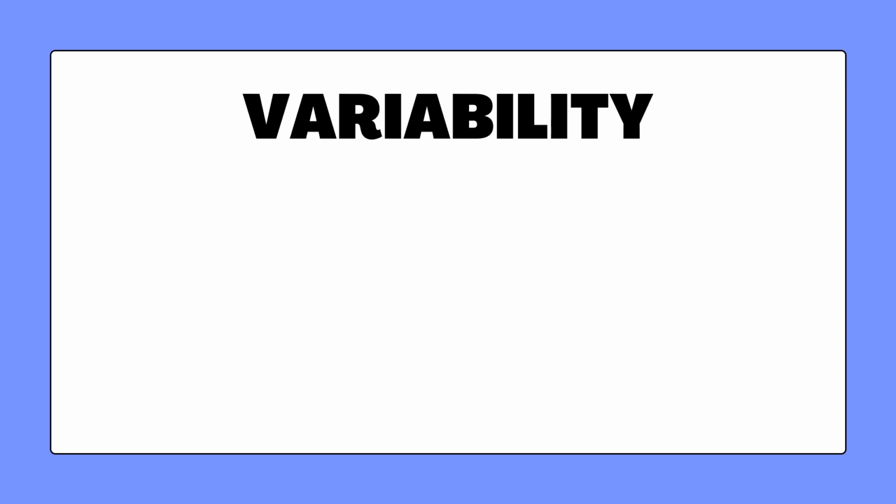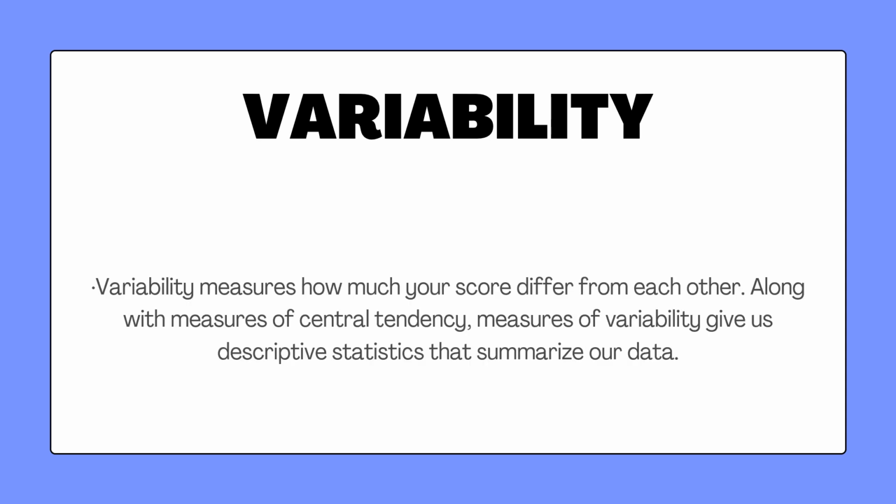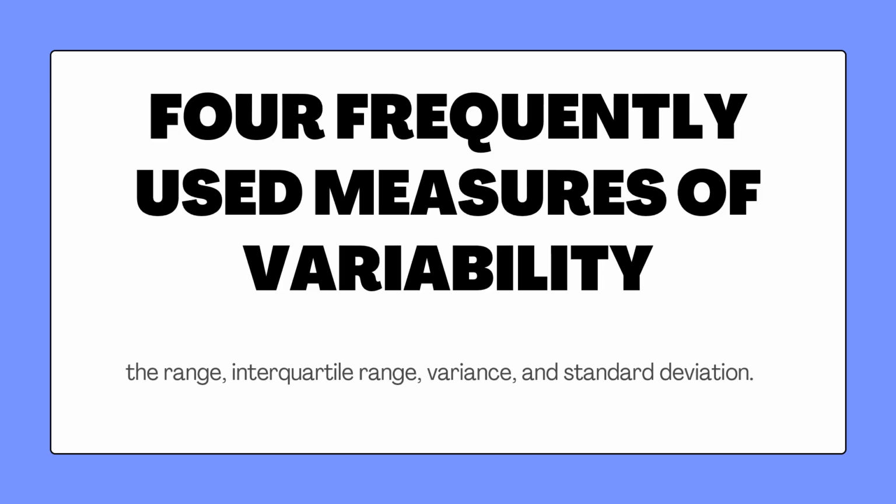We will now proceed to variability. Variability measures how much your scores differ from each other. Along with measures of central tendency, measures of variability give us descriptive statistics that summarize our data. The four frequently used measures of variability are the following: the range, interquartile range, variance, and standard deviation.